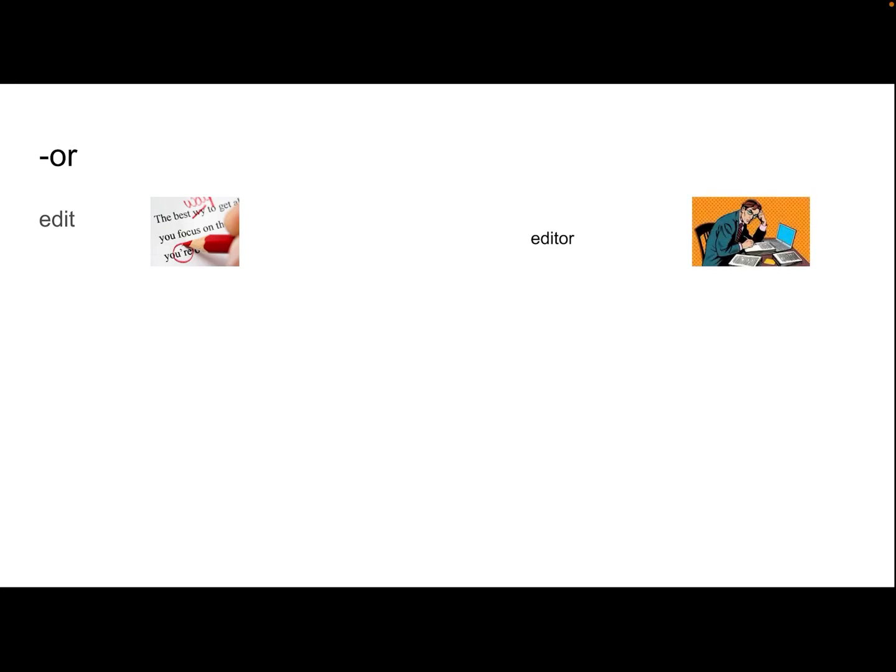Let's try one more suffix today, OR. If I'm going to add OR to the end of a word, what does it do? Can you think of any words that end in OR? Here's one. How about edit? When I say edit, what comes to mind? I think of when you correct your papers in writing and you edit to make sense. If I add OR to edit, I get editor. And that is a person who edits.